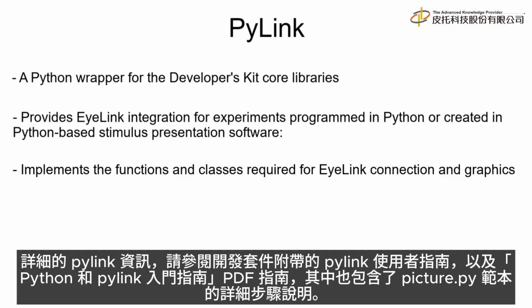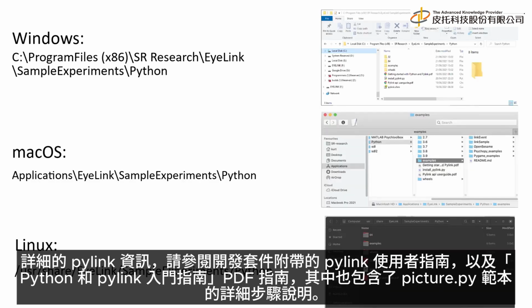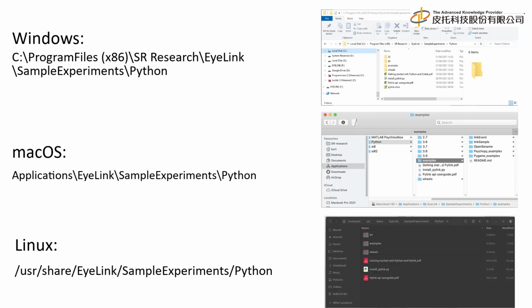PyLink implements all of the functions and classes required for EyeLink connection and graphics, such as the transfer and display of the camera image to the display PC, calibration, validation, and drift checks. Each of these operations can be called with just a few lines of code. For detailed information about PyLink, please see the PyLink user guide provided with the Developers Kit, as well as the Getting Started with Python and PyLink PDF guide, which also contains a detailed walkthrough of the picture.py template.